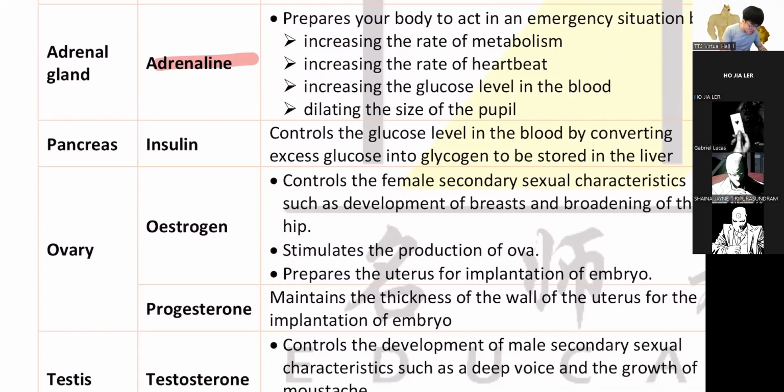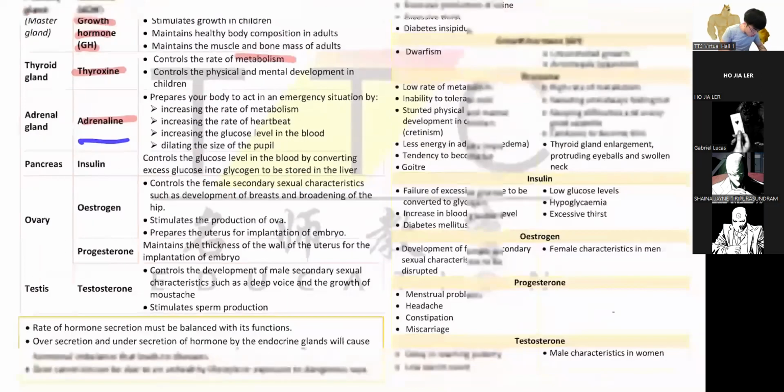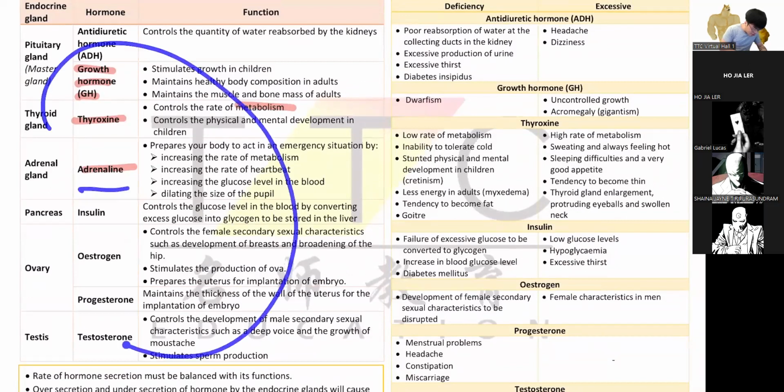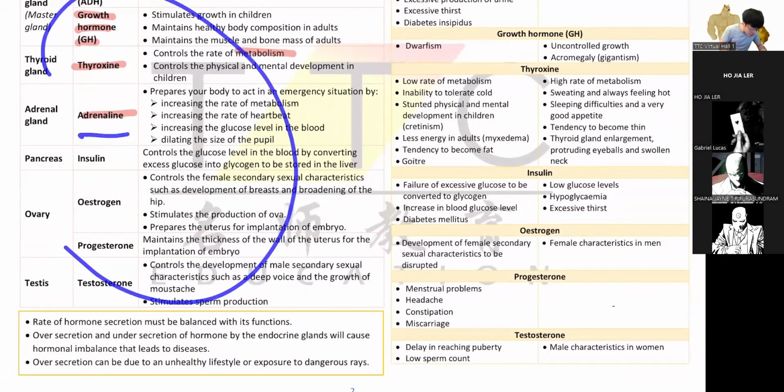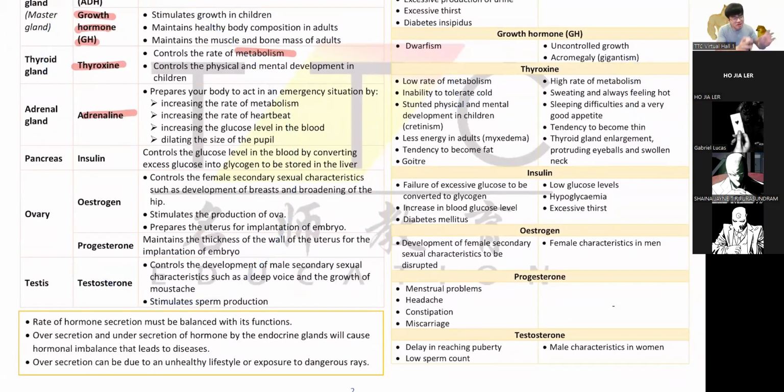All right. Anyway, I think I'm going to stop here. Next week, I shall finish this with you, and we shall go into deficiency and excess. What happens when you have too little of certain hormones? What happens when you have too much of certain hormones? So guys, I hope you learned something new today. I know it's a lot of mumbo jumbo today, but I hope this is interesting for you.